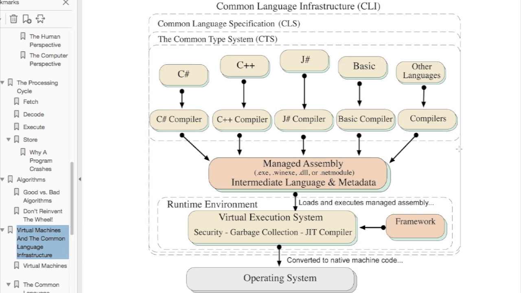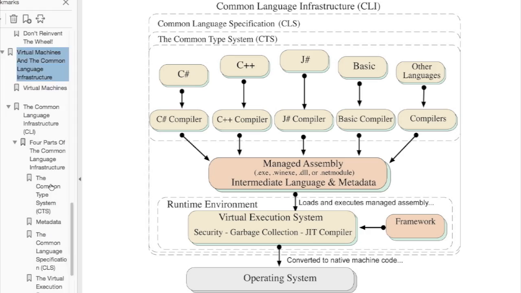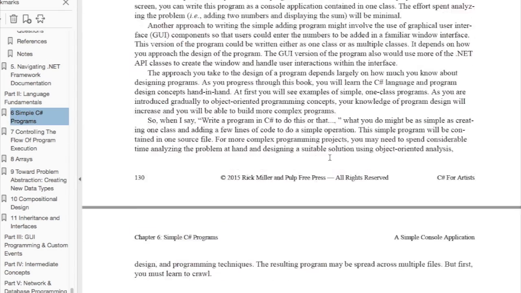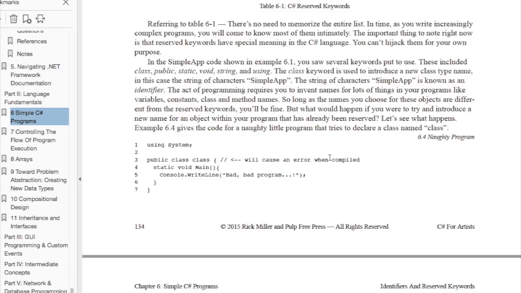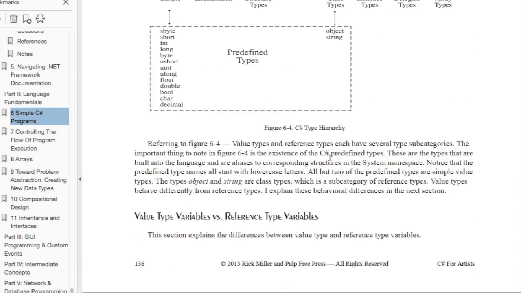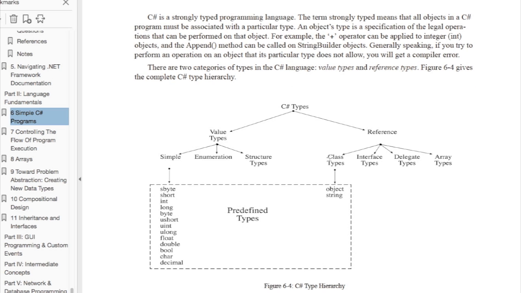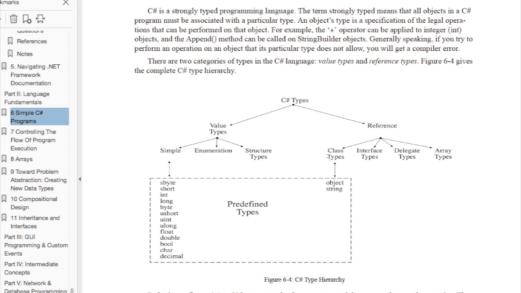Okay, so talking about the common type system, if we go back to chapter 6, let's go find chapter 6, simple programs. I need to scroll down here until I get to this table. Identifiers and keywords, that's one. Keep on going. Okay, here we go. In the section on types, figure 6-4, we see that we've got two primary categories of types. We've got value types and reference types.